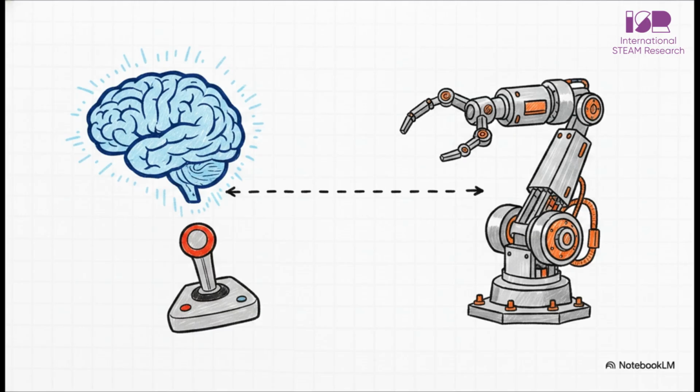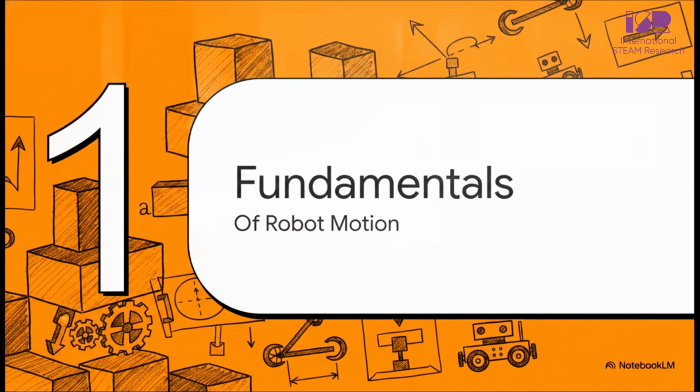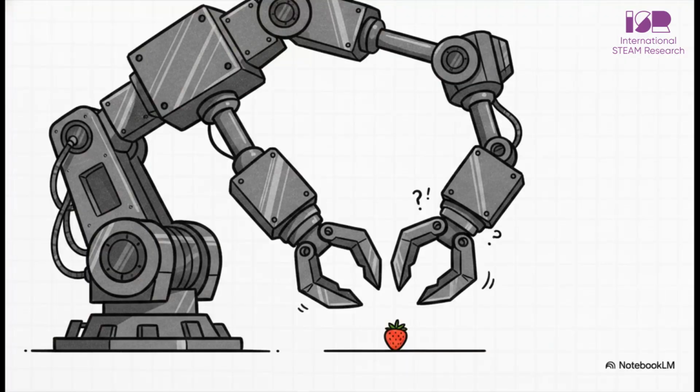Fundamentals of robot motion. The core philosophy you really need to grasp right off the bat is that a robot's motion is closely tied to its design, its mechanics, and its intended tasks. A robot's ultimate purpose entirely dictates its mechanics. You wouldn't build a massive, heavy, swinging arm to delicately pick up a single strawberry, right? Understanding these basic physical rules is just so crucial because the job at hand completely defines the very skeleton of the machine we build. Moving on to Section 2, exploring 1D and 2D motion.